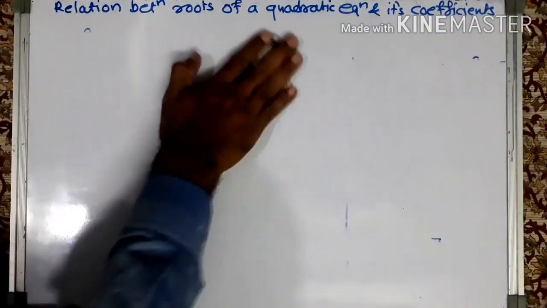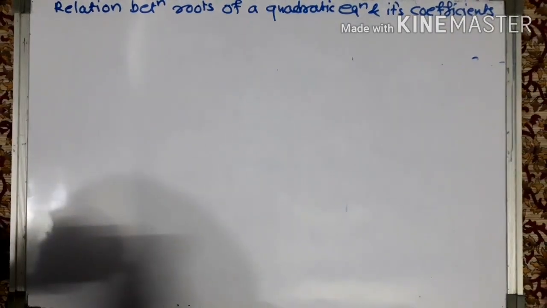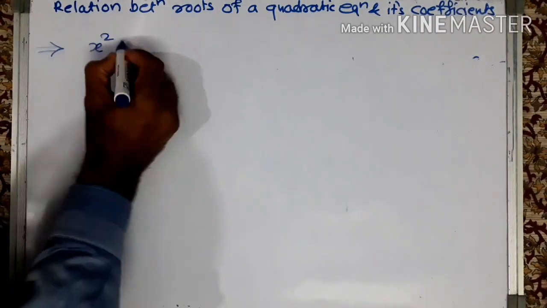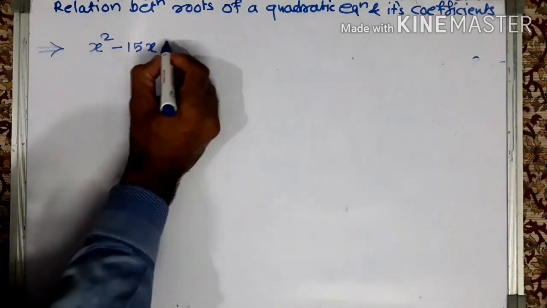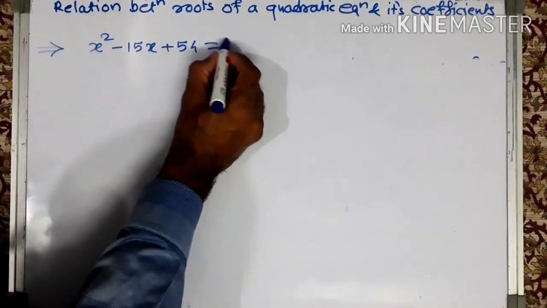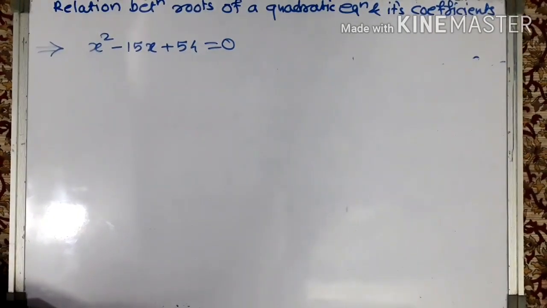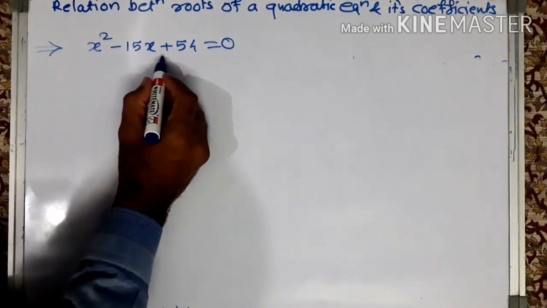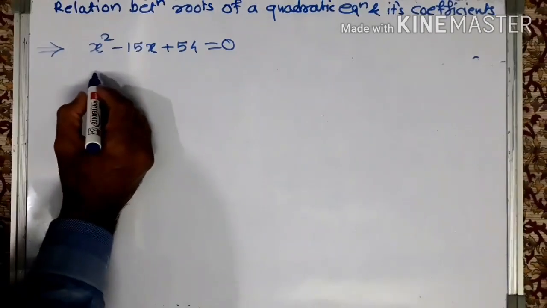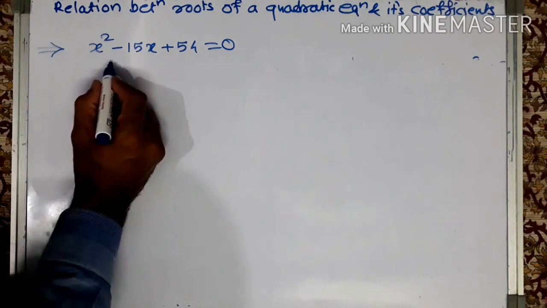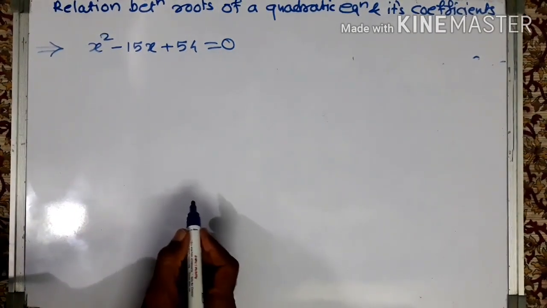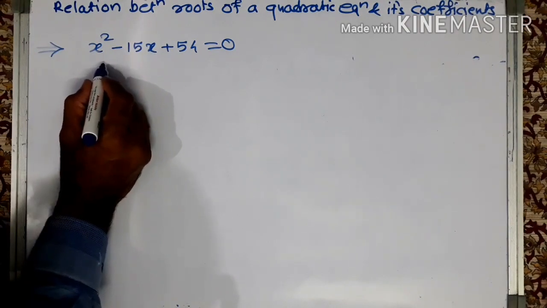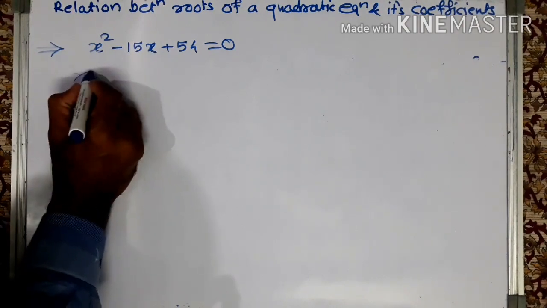Now we are going to take an example of a quadratic equation: x square minus 15x plus 54 equals to 0. This is the quadratic equation. Now by using any of the methods we can find the roots of that quadratic equation. Here I have already found the roots of that quadratic equation.